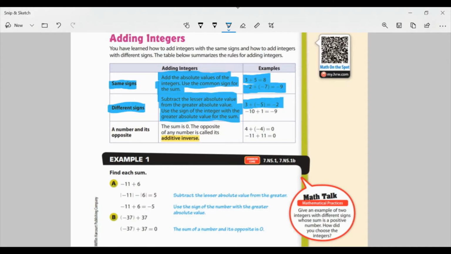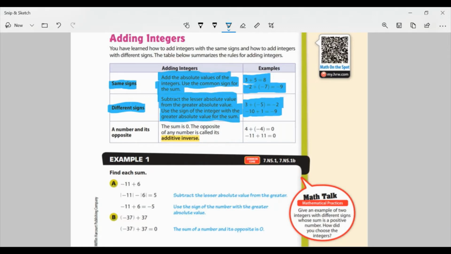Same thing looking at -10 plus 1 equals -9. For -10, the absolute value would be 10. So 10 take away 1 is 9. And because -10 has the greater absolute value, meaning it's the furthest from 0 than 1 is, we keep the negative sign, and the answer would be -9. So falling into the rule of what I've been saying, when they're different signs, you subtract them and keep the sign of the larger absolute value, the number with the greater absolute value.